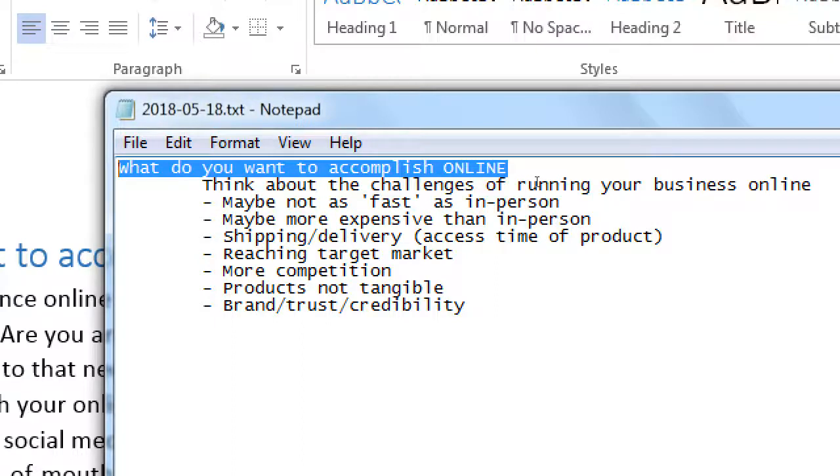And oftentimes the barriers to entry are pretty low compared to the real world. I may have to make more investment in the real world to sell, and online perhaps not as much to start off. That way I can try different things out and then pick and choose the best thing for me.